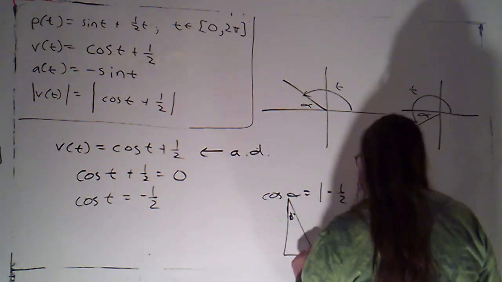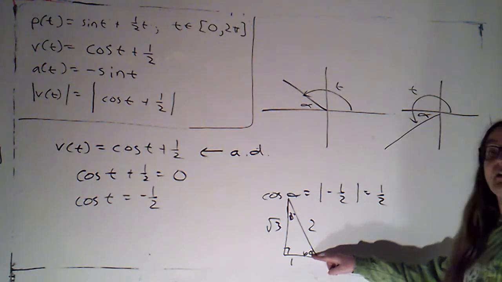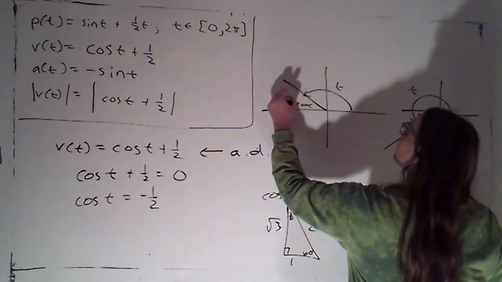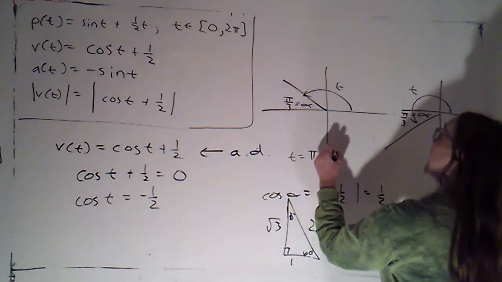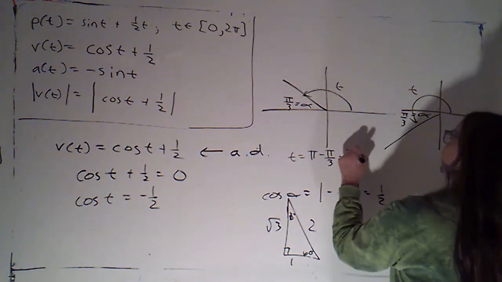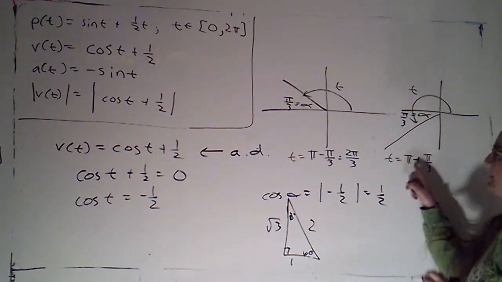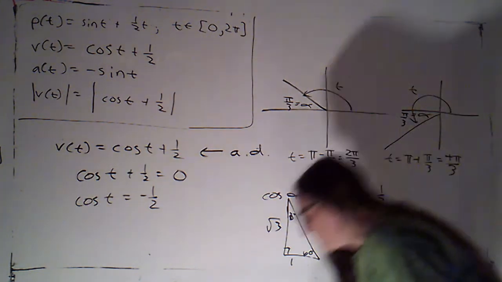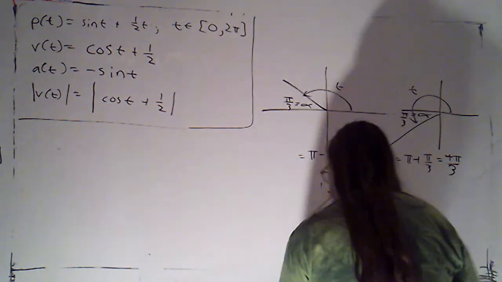If I know my 30, 60, 90, and I do, I can see that that's going to give me an angle of 60 degrees. Of course, we're working in radians, so I'll convert that to pi over 3. So here, t is pi minus pi over 3. That would be 3 pi over 3 minus 1 pi over 3 is 2 pi over 3. Here, t is pi plus pi over 3. That's 3 pi over 3 plus 1 pi over 3. So that's 4 pi over 3. Okay, so I'm going to draw myself a number line for the velocity.